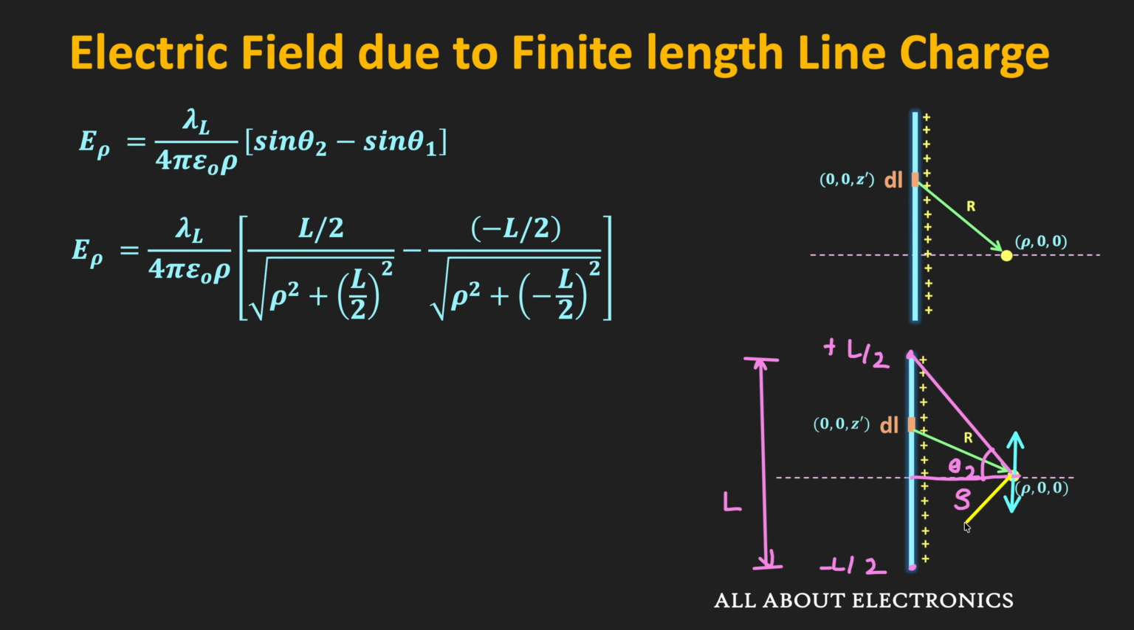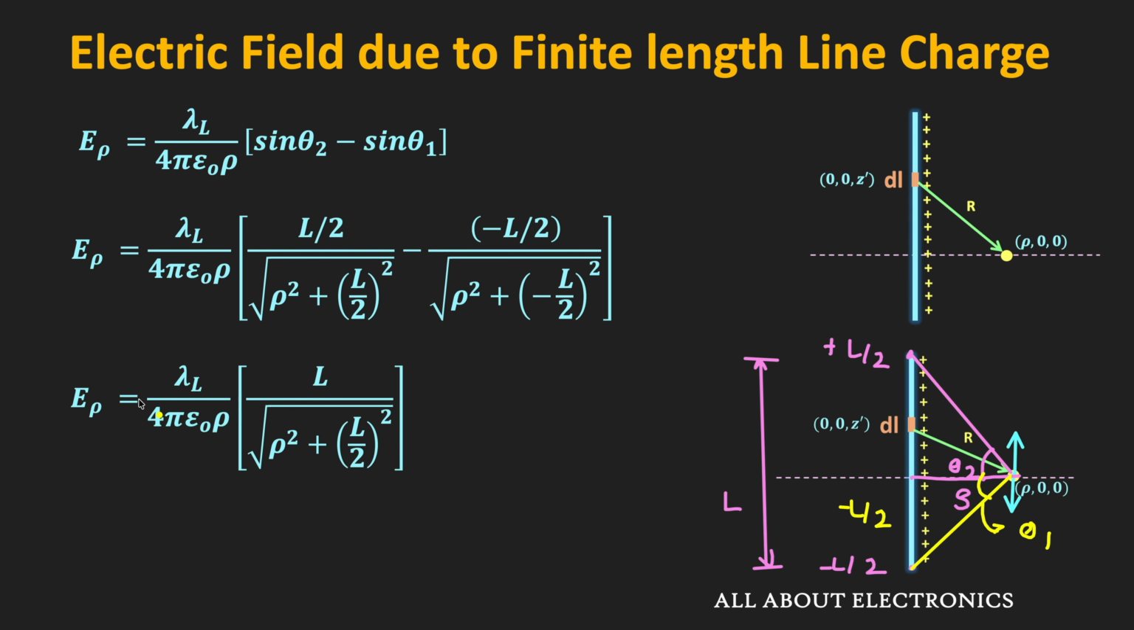Likewise, this angle represents theta 1. So here, sine theta 1 is equal to minus L by 2 divided by the length of this hypotenuse, and that is equal to square root of rho square plus minus L by 2 whole square. So further if we simplify it, then the electric field intensity at the observation point will come out as lambda L divided by 4 pi times epsilon naught times rho times L divided by square root of rho square plus L by 2 whole square.